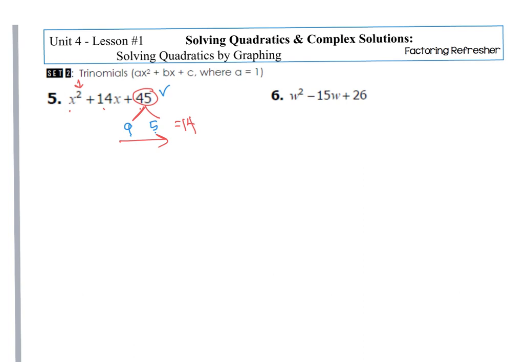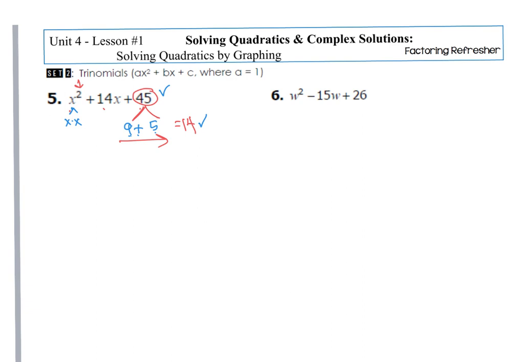I'm not done because I have to check to see if they add to 14 when I add across. 9 plus 5 make 14. All right, so the first two numbers I've thought of work. My two numbers are 9 and 5. Now what do I do with that? I'm, again, breaking this apart to be a multiplication problem. So I have to think, what makes x squared? Well, it's an x times an x. Okay, we have to show that somehow.